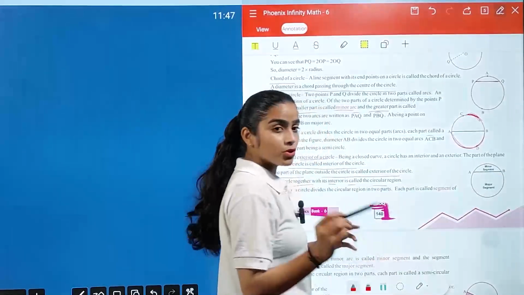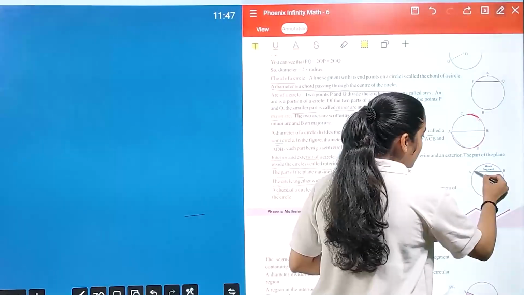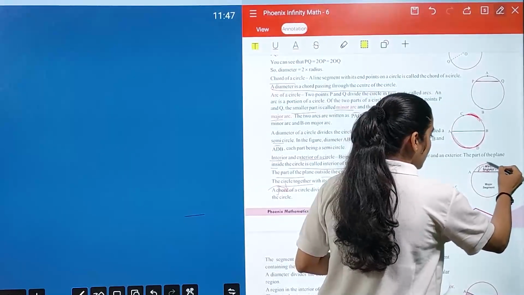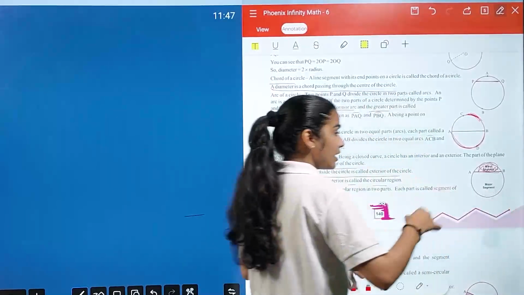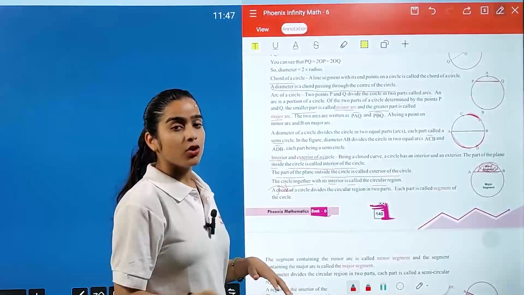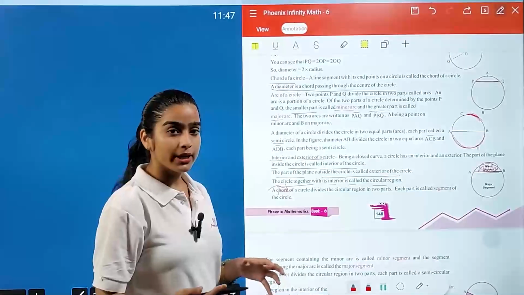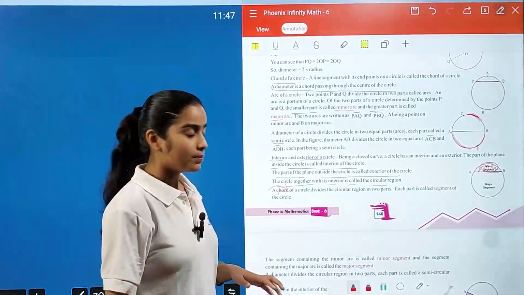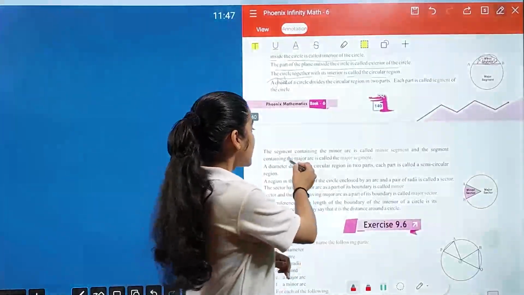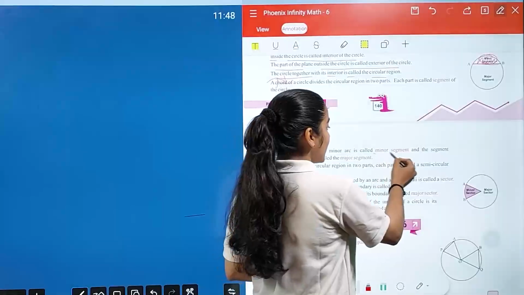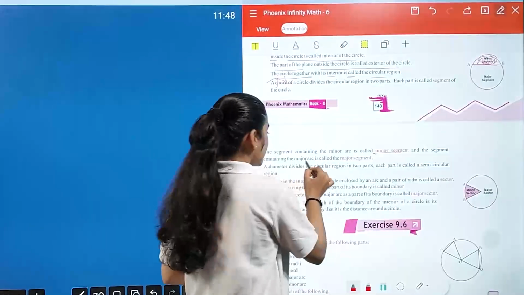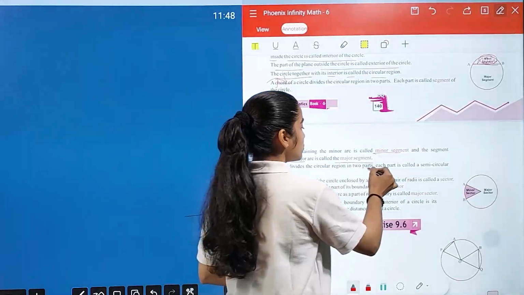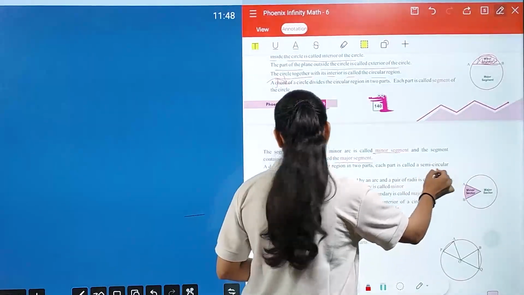And when you form your chord, for example, this is your chord AB. The portion covered by the chord is called the minor segment, and the portion left by the chord is called the major segment. You can also relate it with your pizza. The segment containing the minor arc is called the minor segment, and the segment containing the major arc is called the major segment. A diameter divides the circular region into two parts. Each part is called a semicircular region.